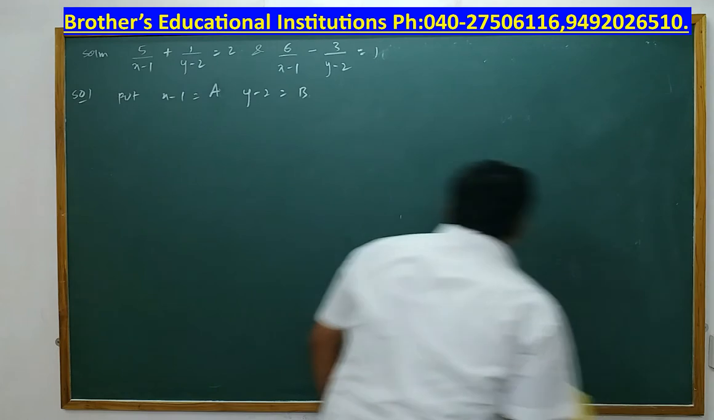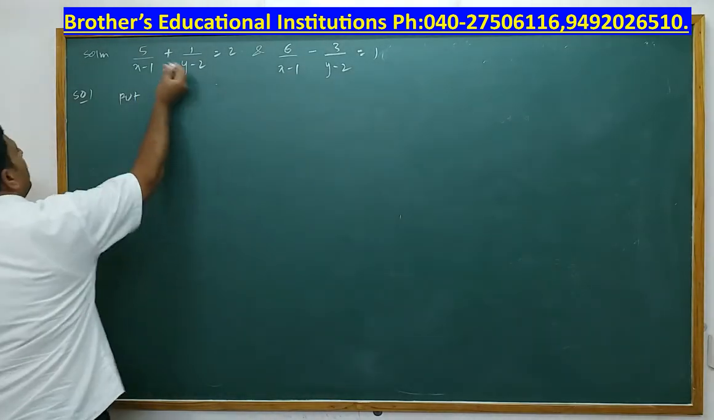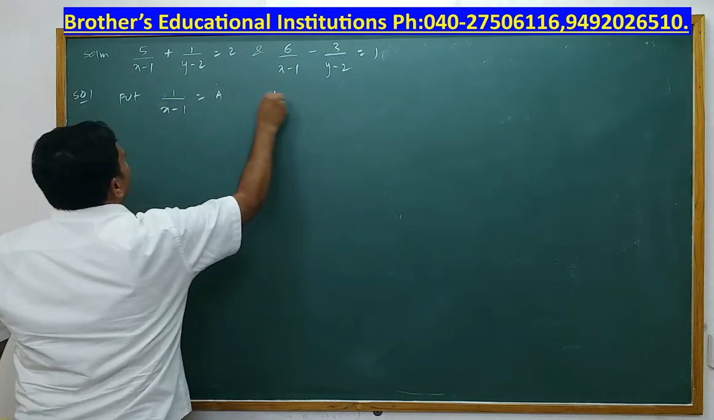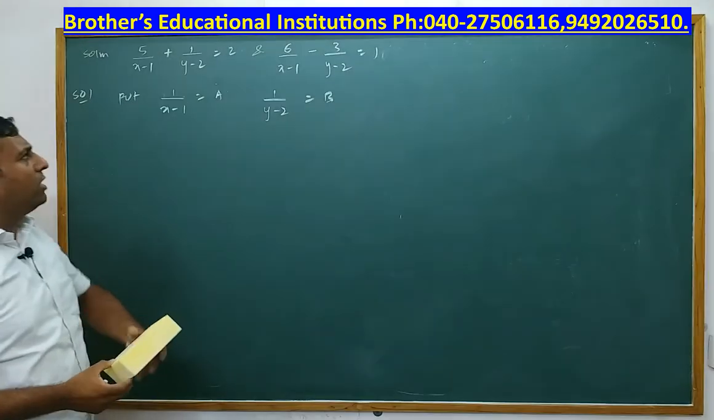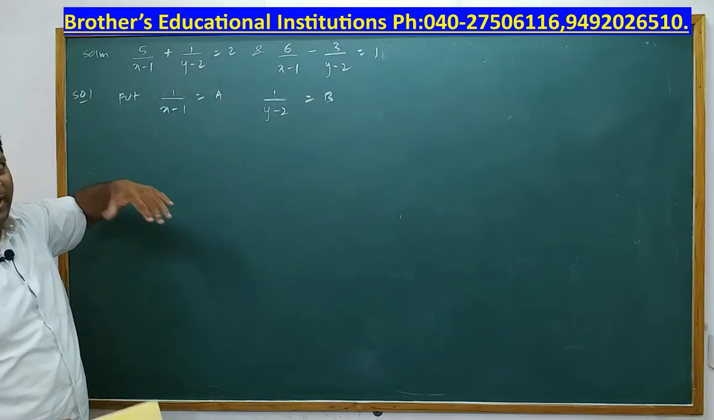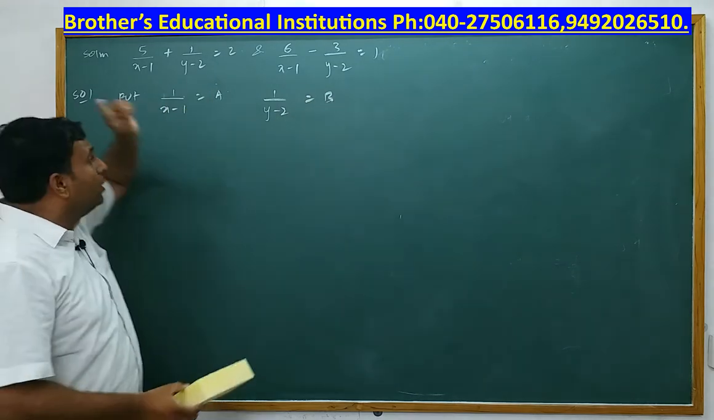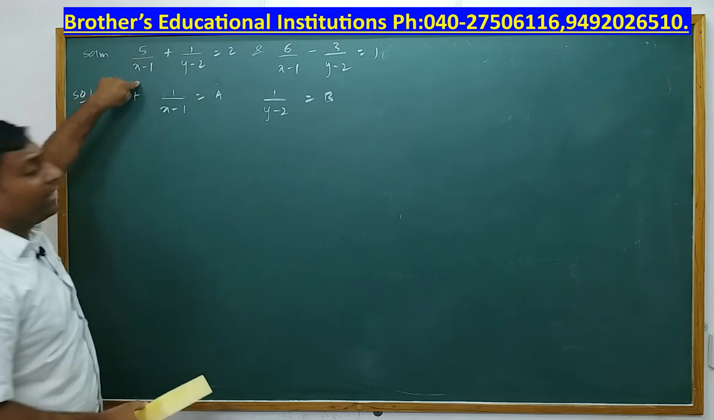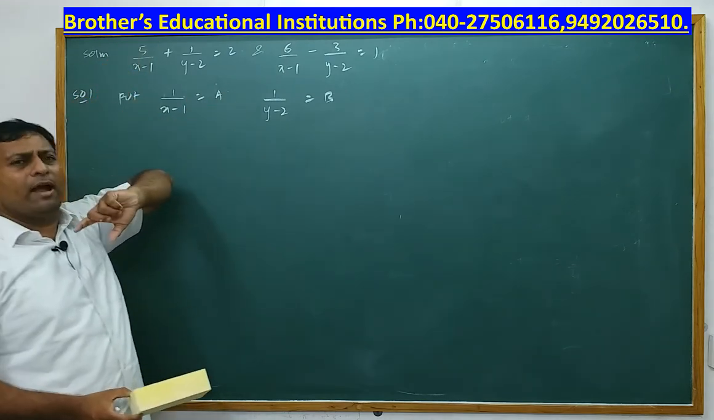No issues. So instead of writing x minus 1 is equal to a and y minus 2 is equal to b, I will make things more simple. 1 by x minus 1 is equal to a, 1 by y minus 2 is equal to b. I am doing this deliberately because I have seen students make such mistakes. In the examination, if you put x minus 1 is equal to a, you will enter into problem. You see what is to be replaced. I have to replace 1 by x minus 1, so that I am going to substitute. What you want to replace, that you have to substitute.